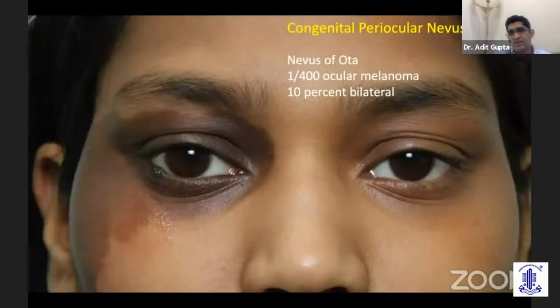Congenital periocular nevus again is a spot diagnosis. It can be presenting as a nevus of Ota, where the eyelid skin is involved along with the V1 and V2 dermatome. It can involve the episclera and even the uveal tissue. 10% of these can be bilateral. And the most important point while dealing with these tumors is they need sequential follow-up for fundus evaluation and uveal tract evaluation, because 1 out of 400 of these tumors have a tendency to develop ocular melanoma.